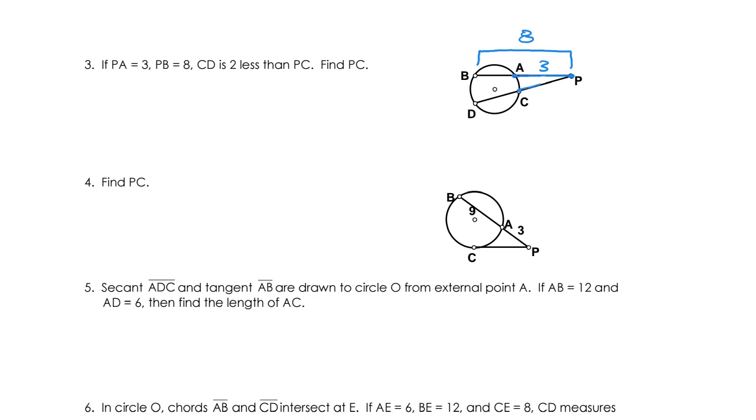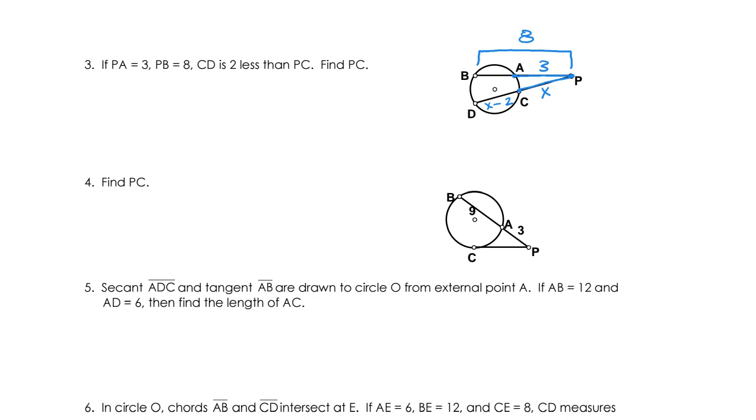So what we're going to do is we're going to call PC x. And it says that CD is 2 less than PC. So CD is going to be x minus 2.